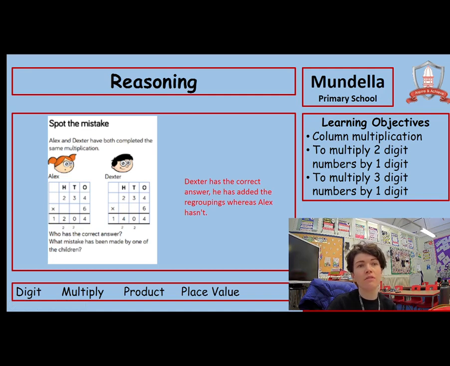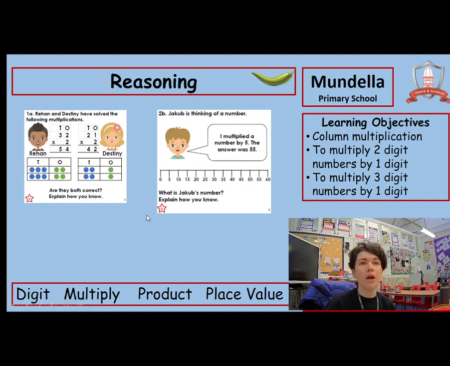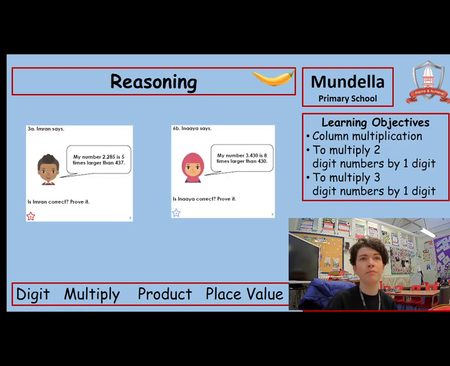So with these types of questions, you need to work out the answer for yourself and explain what it is that either one of them has done. So, Green Chili Pepper Challenge, here are some reasoning questions for you to have a go at answering. Remember, when it says to explain how you know, you're going to have to imagine that you've got to prove your answer like we did in the example.